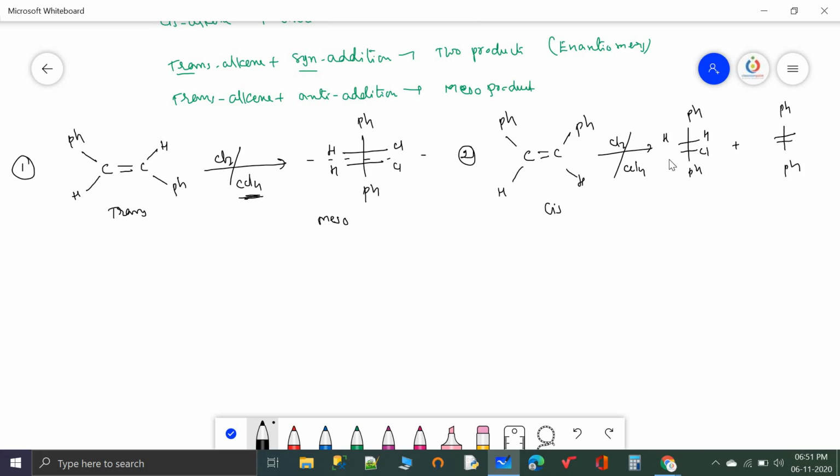Hydrogen, chlorine, hydrogen, sorry, hydrogen, chlorine, and hydrogen, chlorine. No, one minute, I made a mistake here. Hydrogen must be on the opposite side, so that chlorine comes on the opposite side. So here chlorine, here chlorine, here hydrogen, here hydrogen. These are all enantiomers.